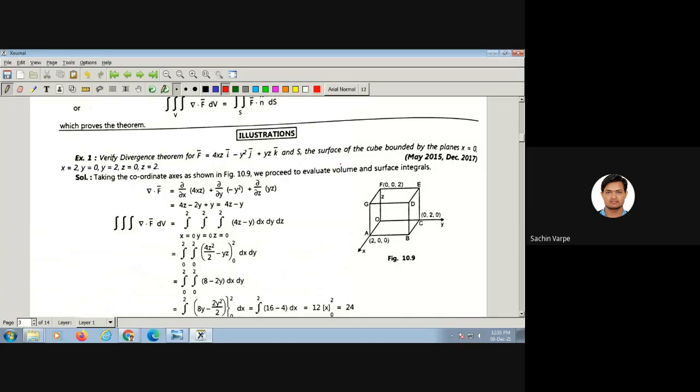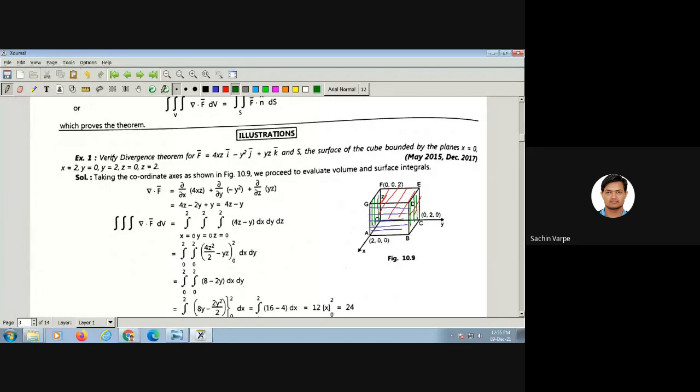and S, the surface of the cube bounded by the planes x equal to 0, y equal to 0. So this plane is x equal to 0, and the plane parallel to this is this, a b d g, this plane. Okay, so this is x equal to 2. Then y equal to 0 means this plane, this AOFG. This is y equal to 0 and y equal to 2, the plane parallel to that.